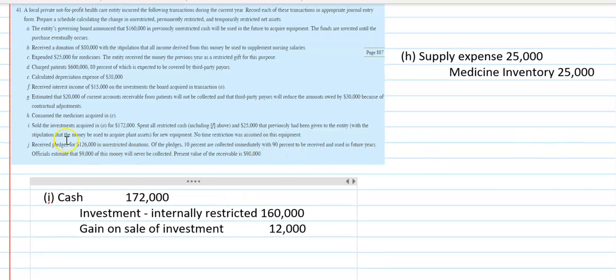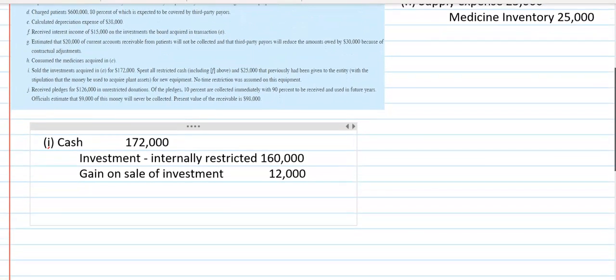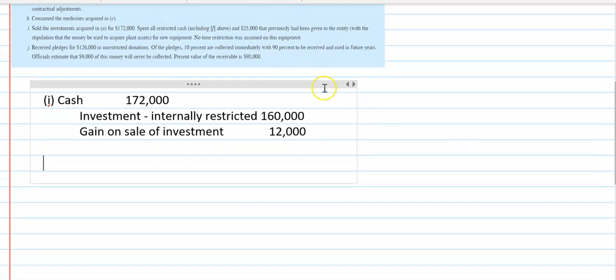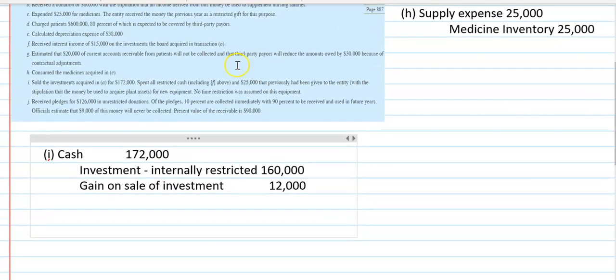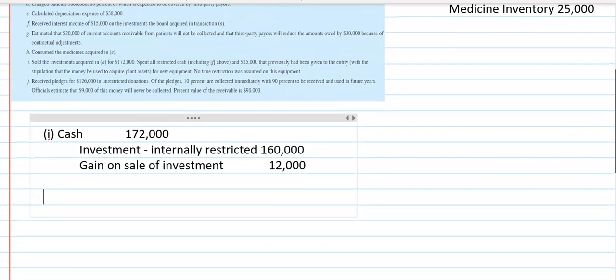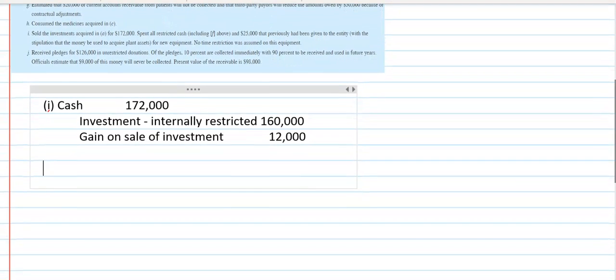Then they actually bought the equipment, and I just gave you the explanation. They used three sources to buy the equipment. One is this cash, 172. Another is the interest they earned from this investment, which is in part F, 15,000, plus they also spent $25,000.